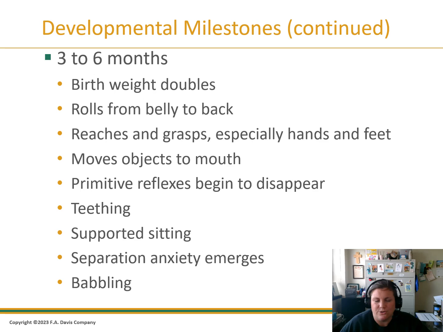We expect the baby to be able to roll over from their belly to their back. They should start reaching and grasping things, even if it's just the parent's finger or parent's hair, okay? They should start doing more with their own hands and feet. They should be able to move objects to the mouth, so they should be able to hold something like the pacifier and put it in their mouth, or hold the bottle and put it in their mouth. We see some of those primitive reflexes beginning to disappear at this age.